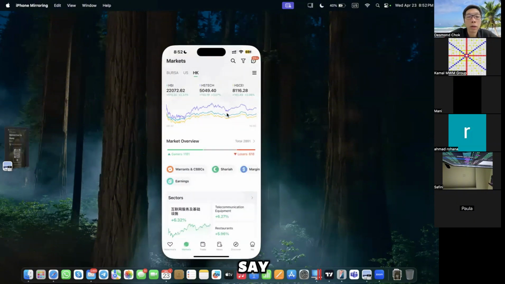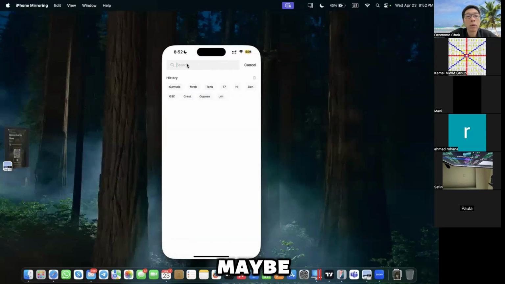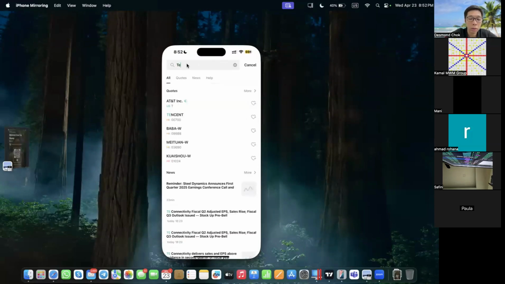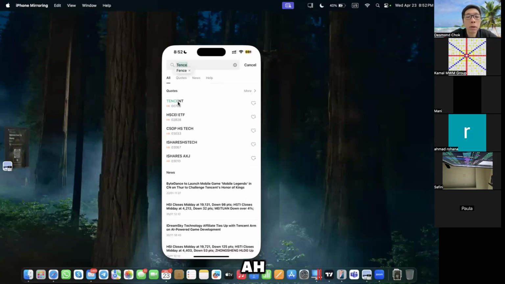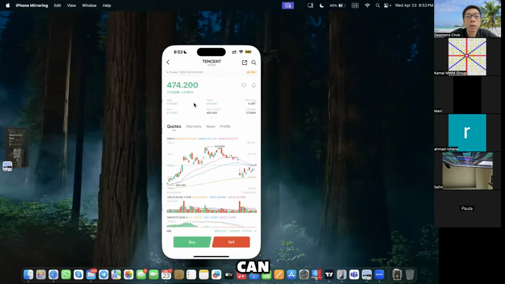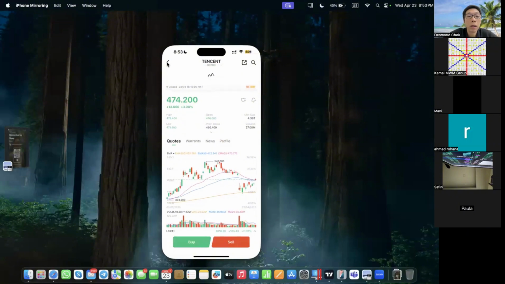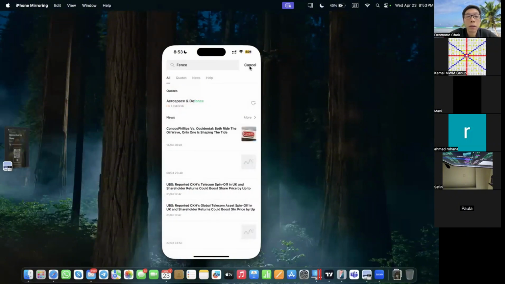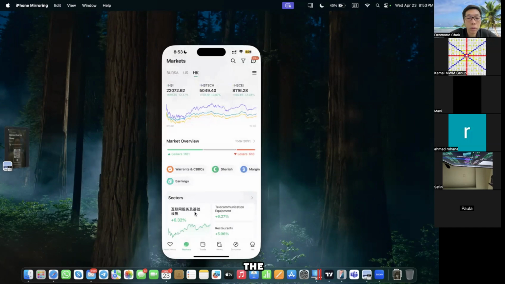So let's say Hong Kong, maybe Tencent. Tencent is Hong Kong. So you can click here, this is Tencent. Tencent is Hong Kong. Okay, this one is the main one.